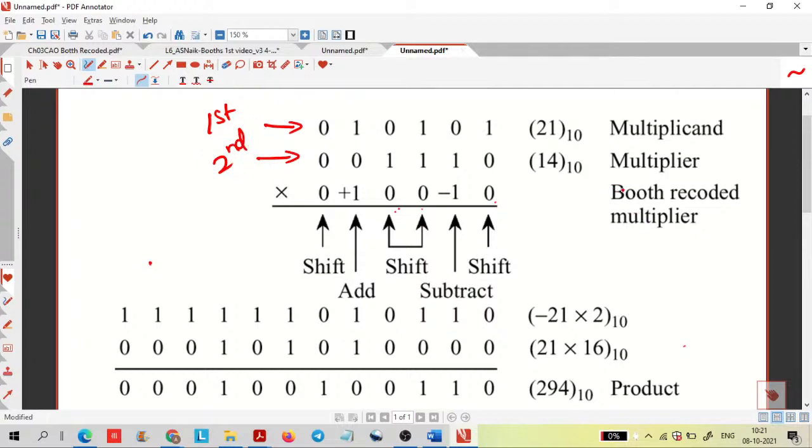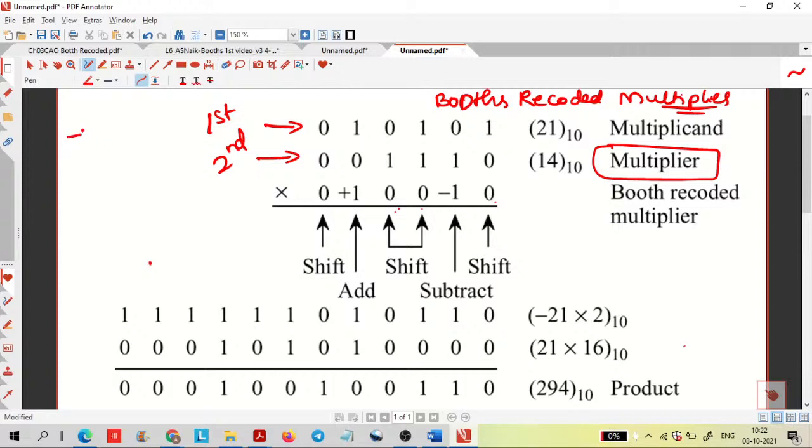And in your exam you may get a question like: solve or perform the multiplication using the Booth's recoded multiplier. Recoded multiplier means you are recoding the multiplier bits. Okay, which one? This one. In our case, which is the multiplier? The multiplier is 14. What are we doing with it? We are recoding it.